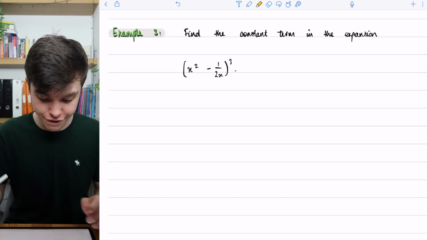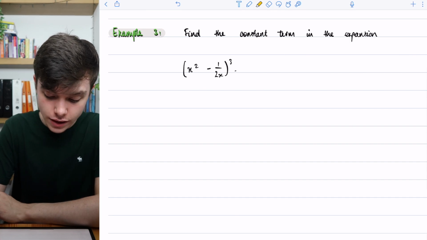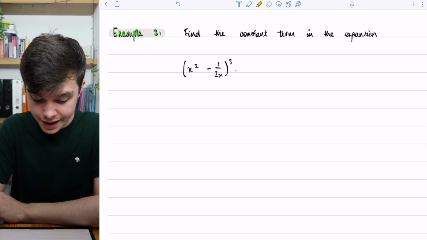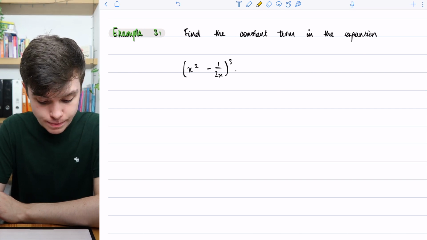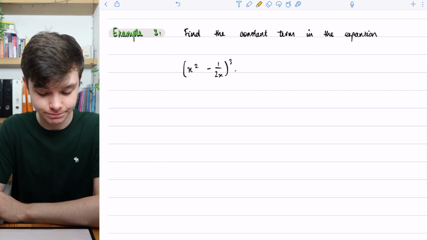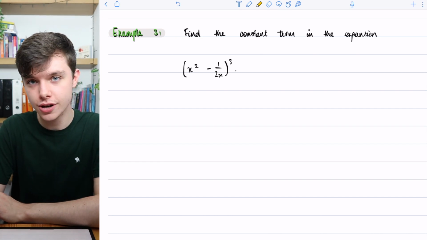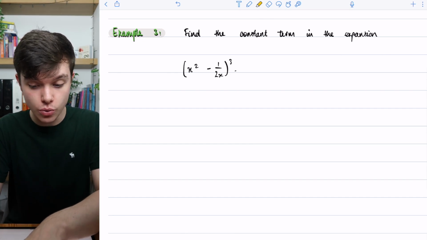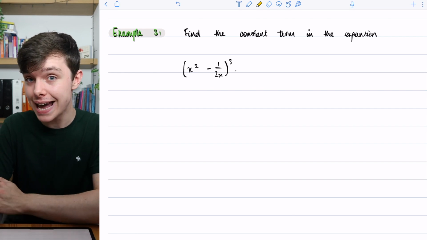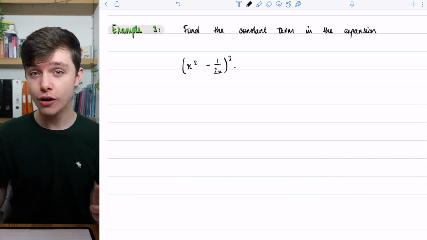Okay, let's have a look at the final example for this video. Pause and have a go at this one. It says find the constant term in the expansion of (x squared minus 1 over 2x) all to the power of 3. So how on earth could we get the constant term from that? So pause and have a go, see what you can do with that, and then press play and we'll work through the answer. There's 2 ways of doing this.